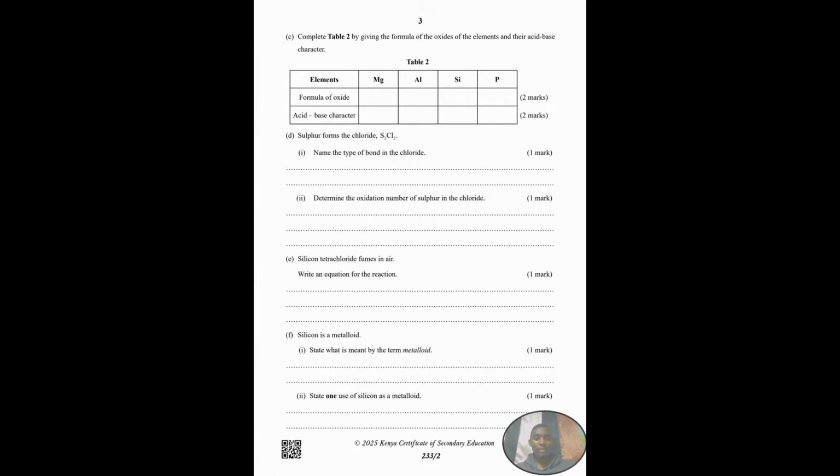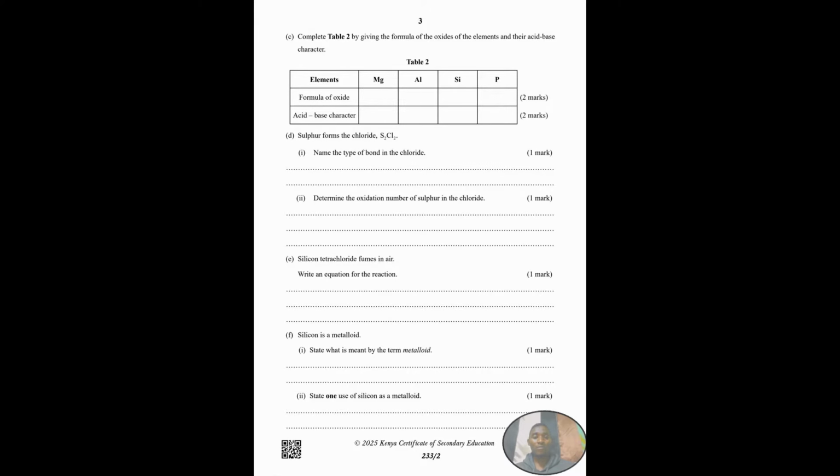So, next question. Complete table 2 by giving the formula of the oxides of the elements and their acid-base character. So we are given a table here. We have elements: magnesium, aluminium, silicon, and phosphorus. We are supposed to give the formula of the oxide for each element and indicate whether the oxides are acidic, basic, or amphoteric.